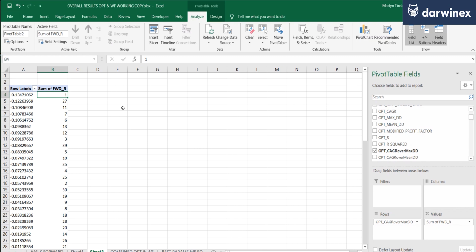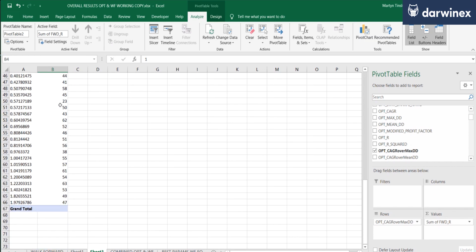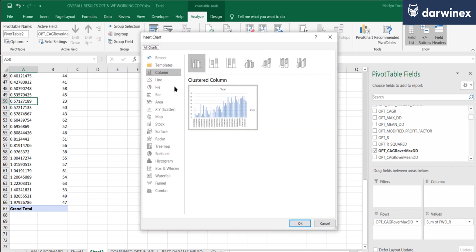And as chance would have it, the worst performing in sample metric did actually produce the worst performing forward. And as these values eventually get better and better, we can see that the ranking also increases, meaning that the walk forward results of the equity curve are also getting better. So now we can simply plot this on a chart.